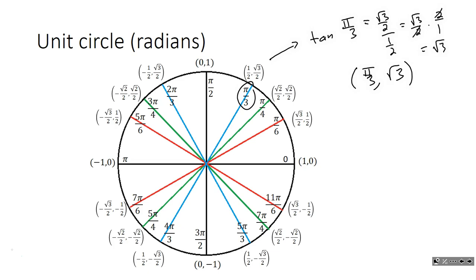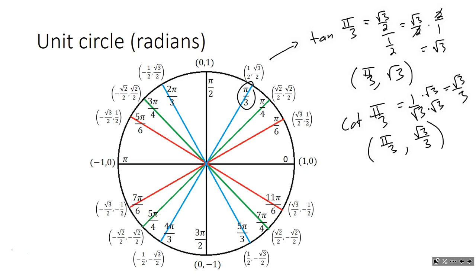On the other hand, for example, if we were to do the cotangent of pi over 3, well, we know that the cotangent is a reciprocal of the tangent. So it would be 1 over square root of 3. We would rationalize the denominator and get square root of 3 over 3. So for cotangent, the point corresponding to pi over 3 would be square root of 3 over 3.